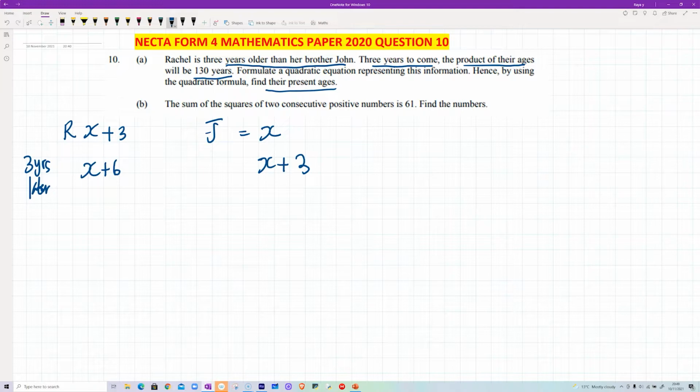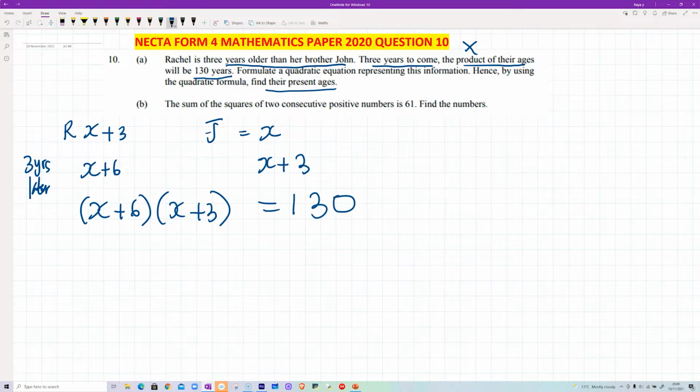Now, the product of their ages 3 years later is 130 years. Product means if you multiply their ages. So, what that means, if we take X plus 6, and we multiply that with X plus 3, we should get 130. So first we need to formulate the quadratic equation. So basically this is it, but let's simplify it.